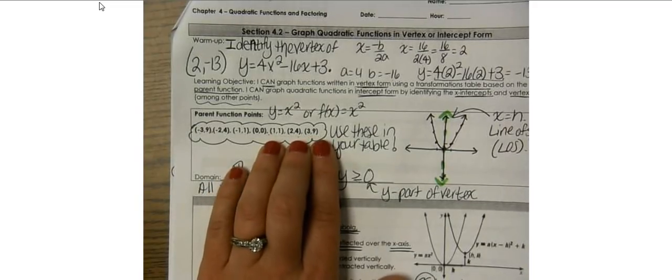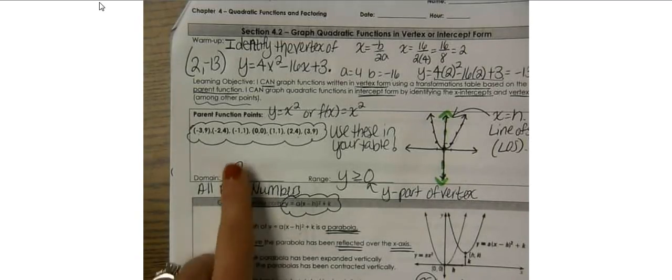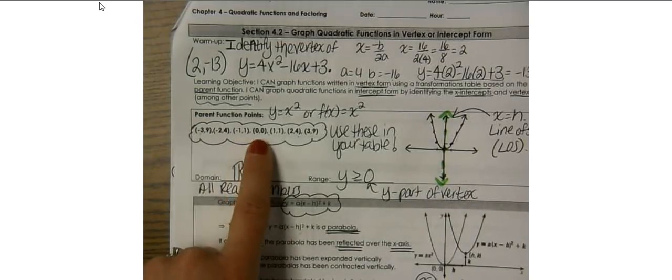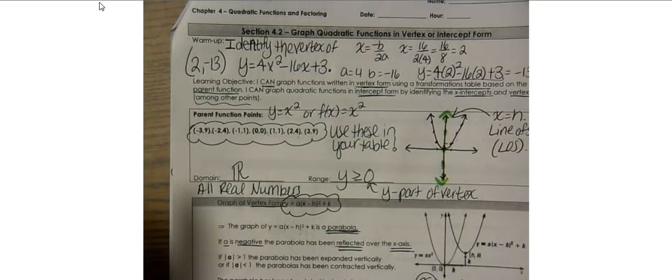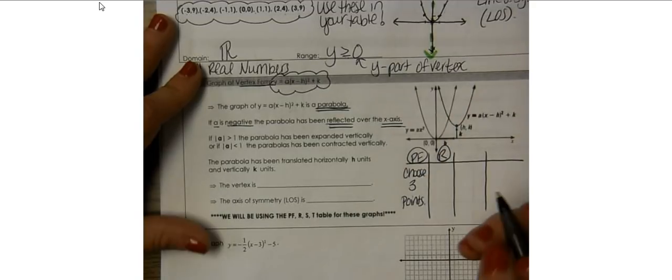I would also recommend that you choose like ordered pairs, meaning if you choose negative 1, 1, 0, 0, and 1, 1, they match each other. Or choose negative 2, 4, 0, 0, and 2, 4. Be strategic about the ordered pairs that you select whenever you put them into your table. Next, the next column is reflection. And in this column, you're going to actually have a reflection only if your a value is negative.